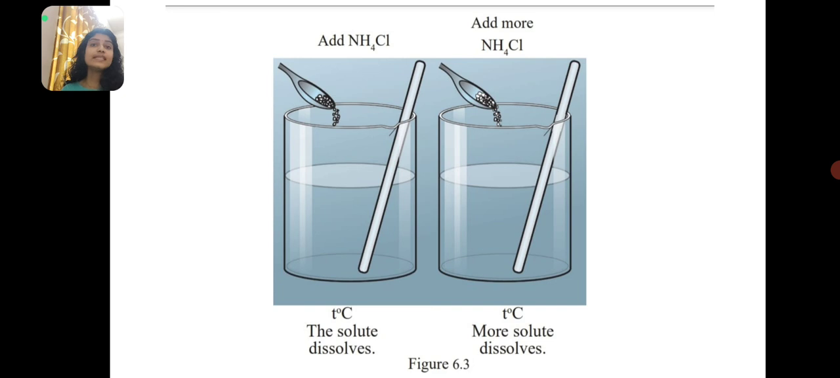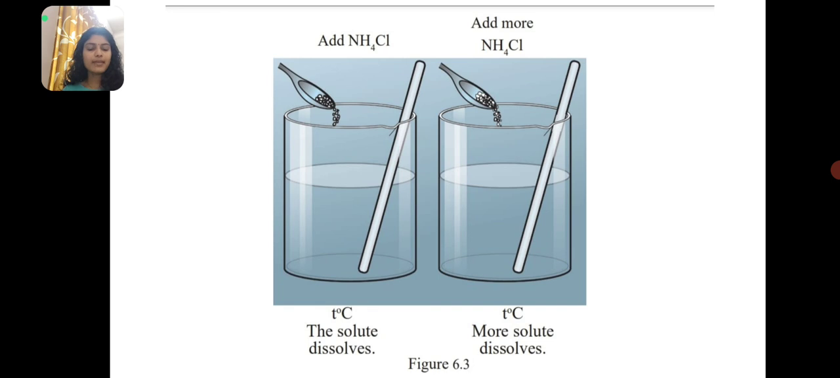Children, look at this beaker. It contains 100 ml water. Let's start by adding 1 spoon of ammonium chloride to water. Look carefully. It dissolves completely. Now, let's add another spoon. Again it dissolves. When a solution can still dissolve more solute, it is called an unsaturated solution.